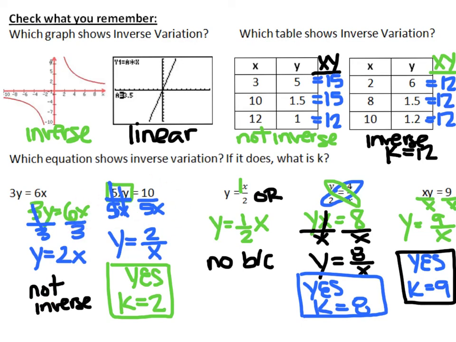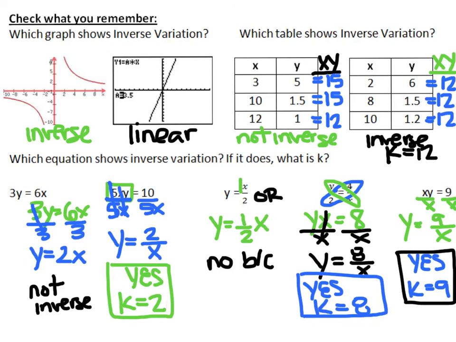Second one, notice I had 5xy equals 10. Box my variable. I notice that there's a 5x that I have to divide both sides by. When I reduce, y equals, well, 10 divided by 5 gave me 2, so that goes on the numerator. x is in the bottom of the fraction, so it stays on the bottom. So notice it does give me y equals k over x. So yes, it is inverse, and k equals 2.